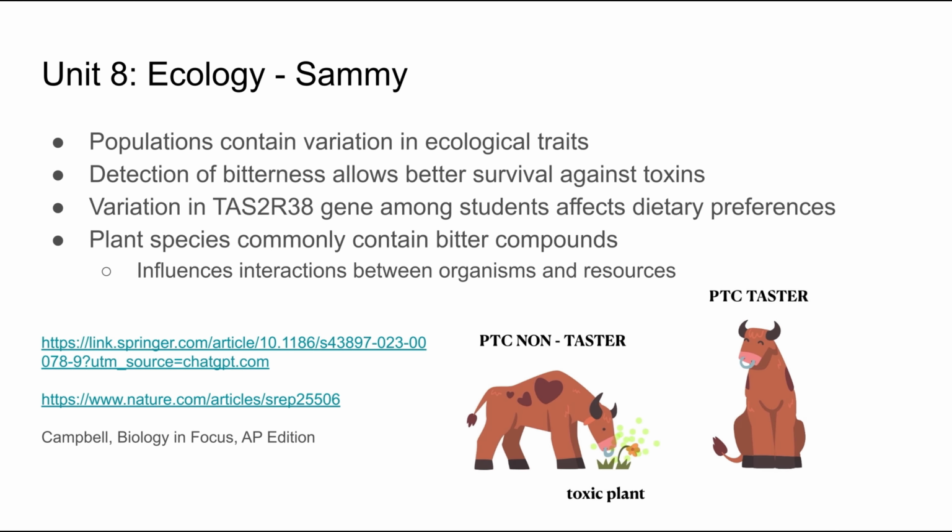Unit 8 connects to the PTC/PCR lab by focusing on how the expression of traits can influence interactions within the environment. Many plants often produce bitter chemicals, such as the toxins depicted in the image on the bottom right, that the PTC non-taster is eating. This can influence environmental interactions and which foods organisms choose to consume or avoid.